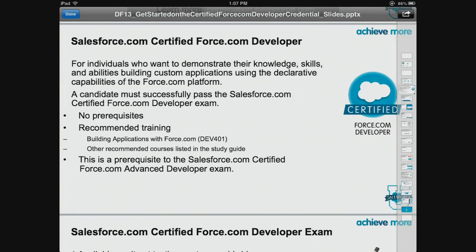So thinking of the concept of, well, I'm going to go take Dev 401, which absolutely is a course that covers a lot of the foundation content about declarative development on the platform, and then going the next week or the week after, or maybe 2 weeks after, and taking an exam and passing it is really not realistic. The certification is to show that you've been doing it.